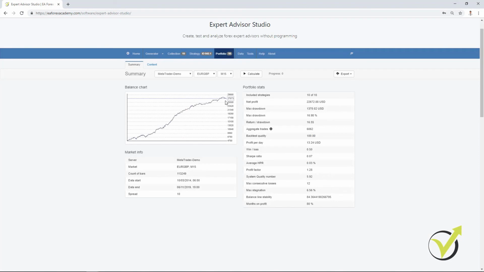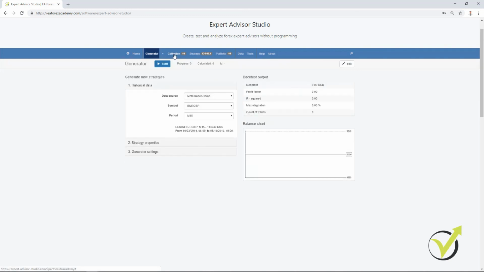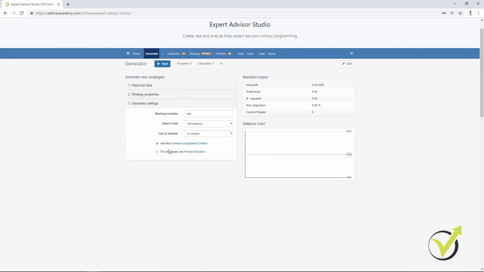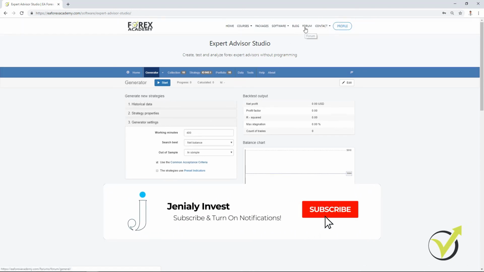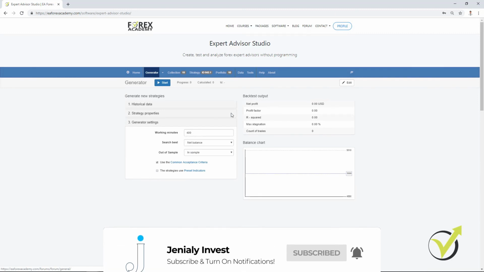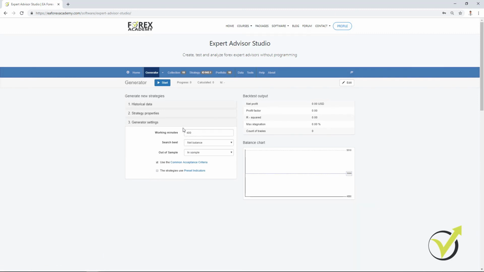Alright, so this is pretty much the quick guide in EA Studio. Don't hesitate to ask me any questions you have about the generator, about the acceptance criteria, the strategy properties. If there is something not clear, don't hesitate to ask questions in our forum. I do my best to answer within 12 hours. There are already many experienced traders and users of EA Studio. They will answer your questions as well, and they will share their experience with you.